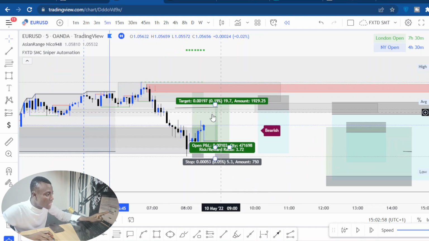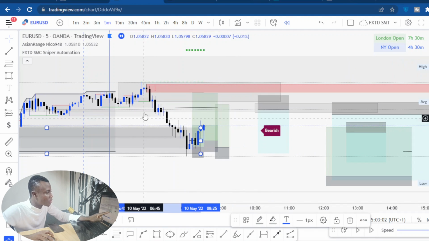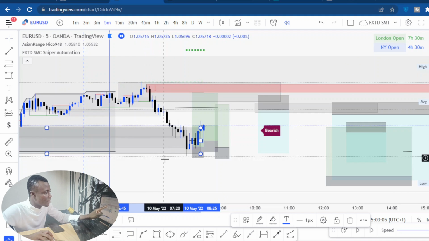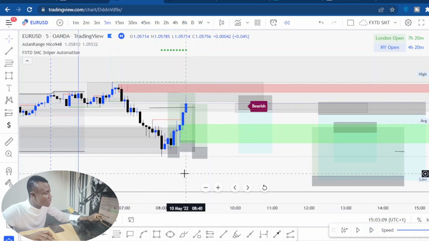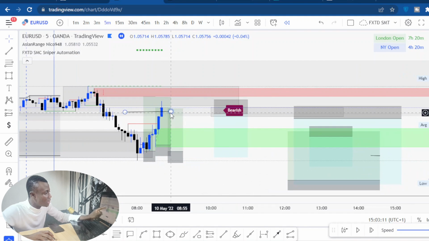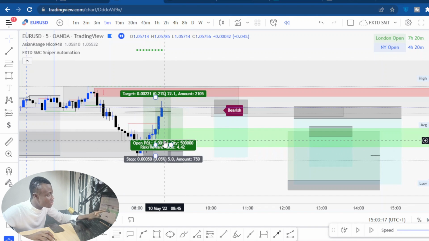But at this point, I was also expecting that price should come and fill, because in between you can see that there's a fair value gap here. So let's play this and see how it pans out. We could see that price actually came and hit the take profit. You can see this first entry, that's about 1 to 5, and this second entry is 1 to 4.